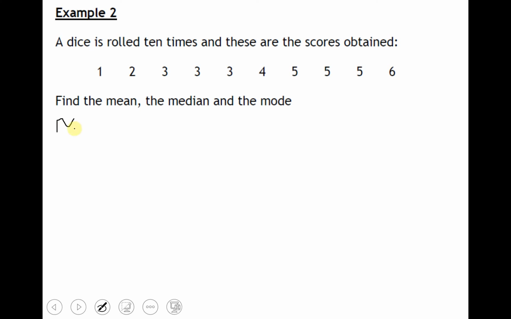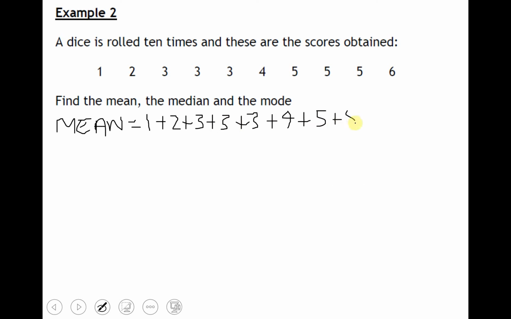So we go through the same process to find the mean: add them up and divide by how many there are. So 1 plus 2 plus 3 plus 3 plus 3 plus 4 plus 5 plus 5 plus 5 plus 6, divided by how many there are, which is 10, and calculate. So we need a calculator for that one. Divided by 10 we get 3.7.